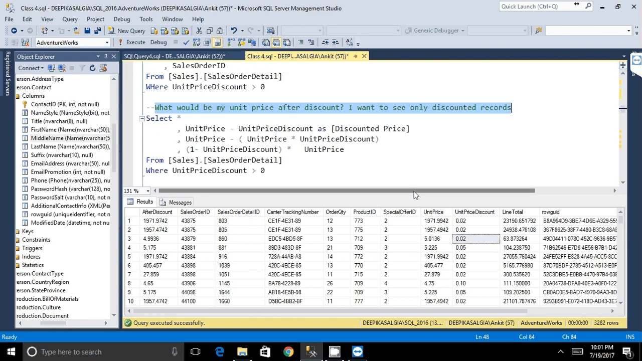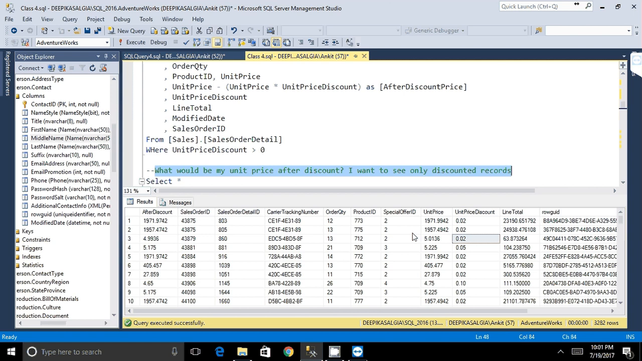Now let's say you want to do this, and you have the order quantity, but let's say you don't have the order quantity on the table. If you have to derive the order quantity, what would you do? You would divide the line total by the unit price, right? Or the unit price minus the unit price discount would give you the quantity. So at that time you would need to do the division in order to get the order quantity.